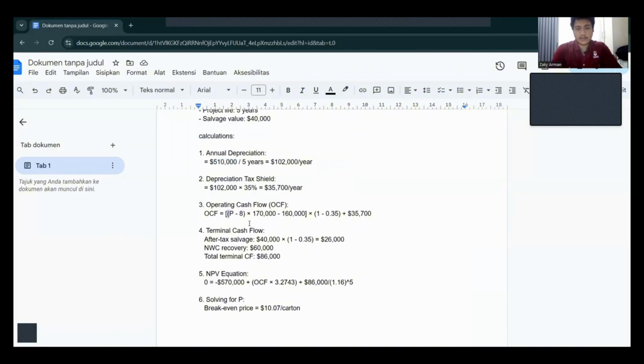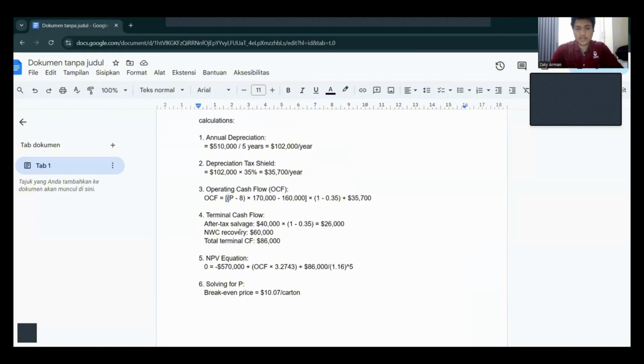The third one, we have to find the operating cash flow, which is the formula: (P minus 8) times 170,000 minus 160,000, times (1 minus 0.35), plus 35,700. And the fourth one, we have to find the terminal cash flow.